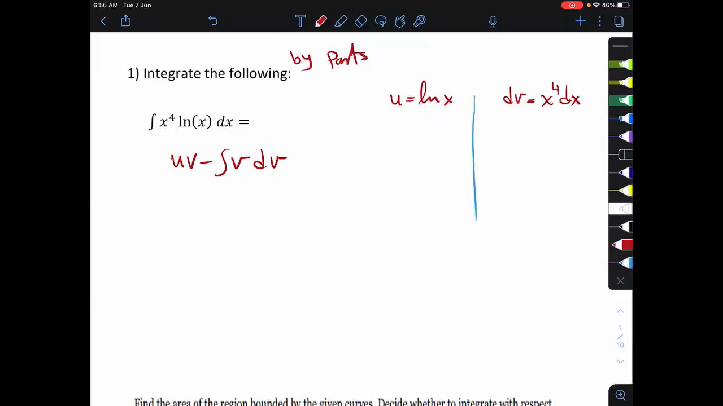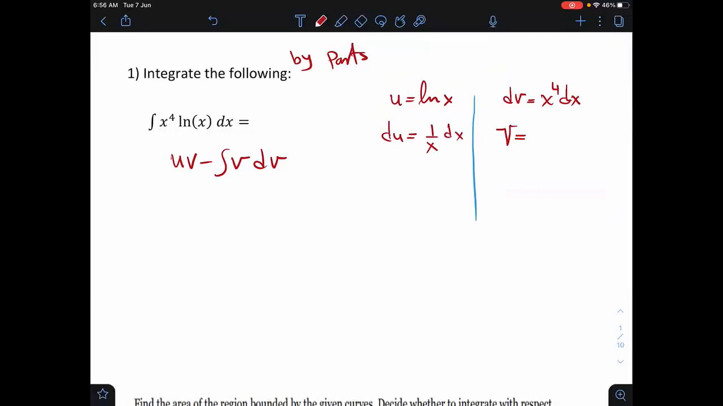Yes, find the du by differentiating the first part. du equals the derivative of ln x, 1 over x dx, and integrate the second part. Integration of dv is v, the integral of x to the power of 4 is 1 over 5 x to the power of 5, and then apply the by parts rule, uv minus the integral of v du.